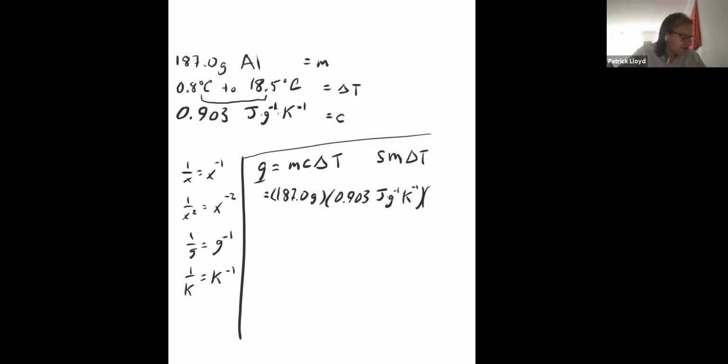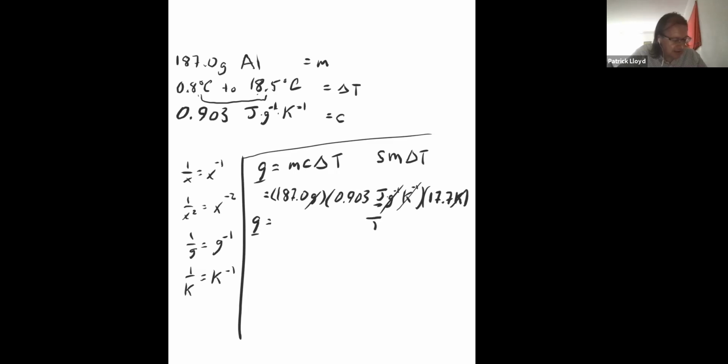So if you look at this difference, it's 18.5 minus 0.8. So what is that? Is that 17.7, I think? 17.7 Kelvin. I'm just going to put Kelvin in there. That way your Kelvins cancel and your grams cancel and you've got joules. So Q is going to be joules.